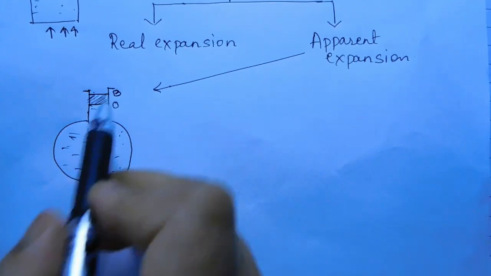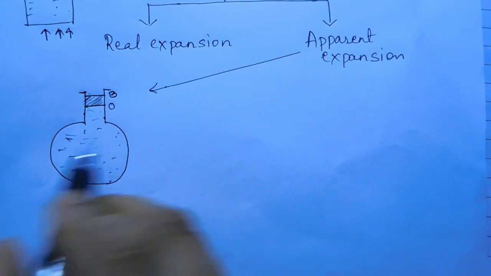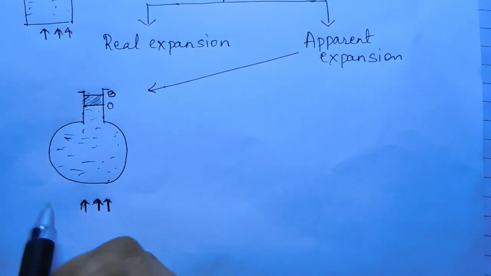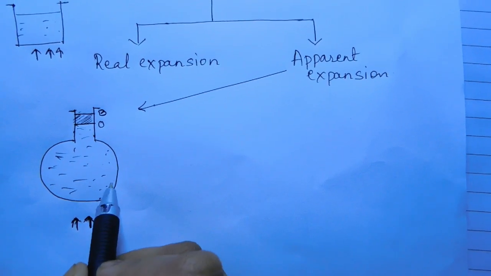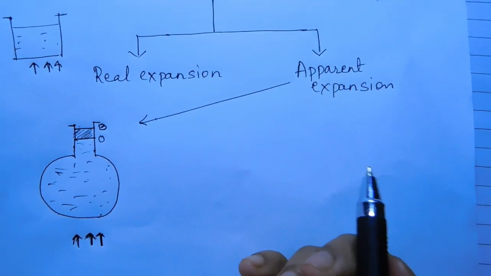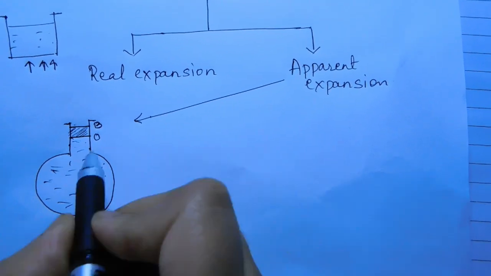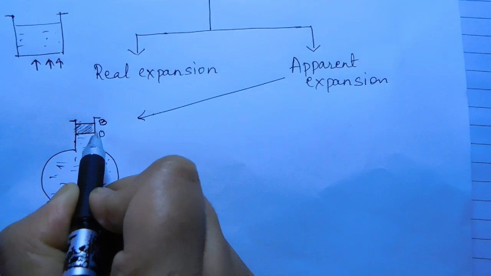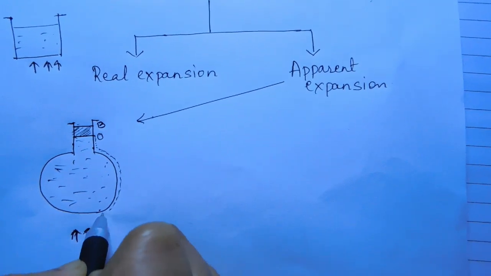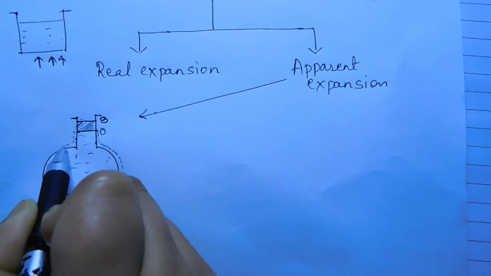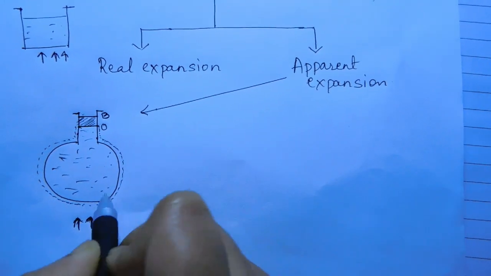Now, what really happens here? When we heat the container with the liquid, at first the heat reaches the container. And you know very well, the container, that is the solid, expands on heating. So at first there is expansion of the container, that is the glass here. Now I'm going to draw the dotted one, meaning the glass has expanded.